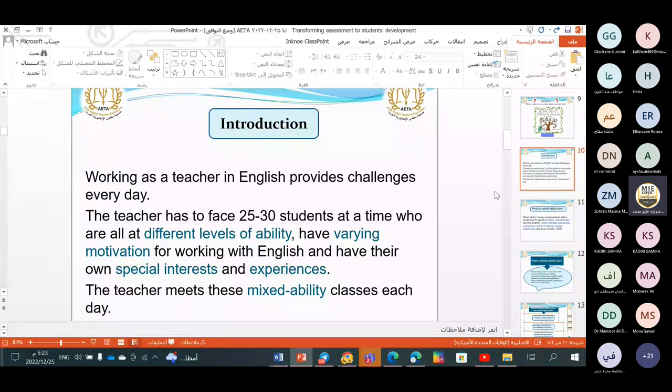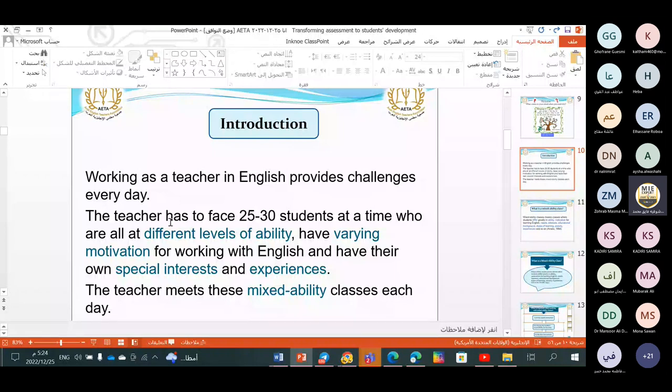Here, as you know, we are English teachers and we are facing many challenges every day, especially for us as Arab teachers. We are living in Arab countries and our native language is not English, it is Arabic. And many students are facing many challenges, many problems in learning this tough language, according to them.